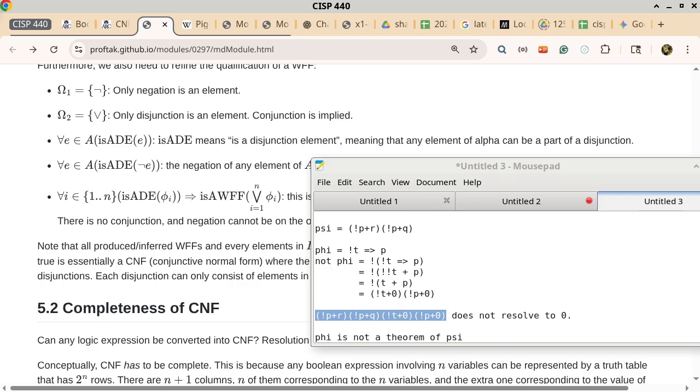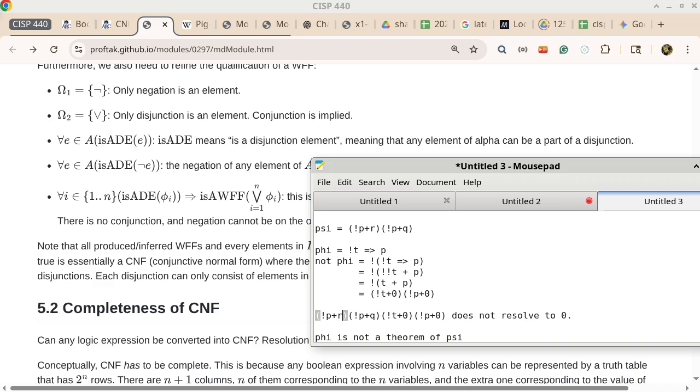In this case, we are saying, okay, what is a well-formed formula? A well-formed formula is going to be an OR of stuff. What is the qualification of each thing in the OR? It has to be a disjunctive element. What is a disjunctive element? A disjunctive element would be something that is coming straight from alpha, or something that is the negation of an element of alpha. So now you look at each one of these and ask, is this coming from alpha? Yes. Is this coming from alpha or the negation thereof? Yes.